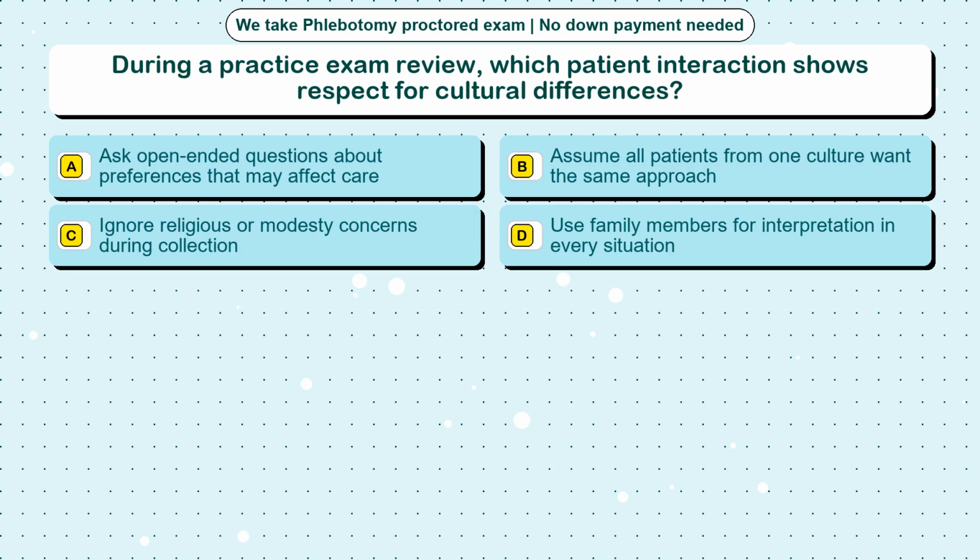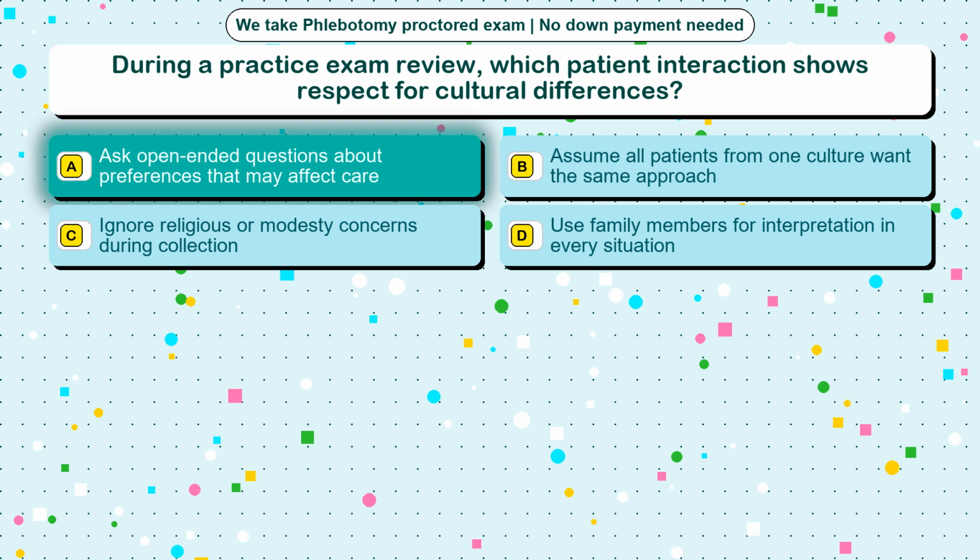Question 99. During a practice exam review, which patient interaction shows respect for cultural differences? Option A. Ask open-ended questions about preferences that may affect care. Option B. Assume all patients from one culture want the same approach. Option C. Ignore religious or modesty concerns during collection. Option D. Use family members for interpretation in every situation. The correct answer is option A.